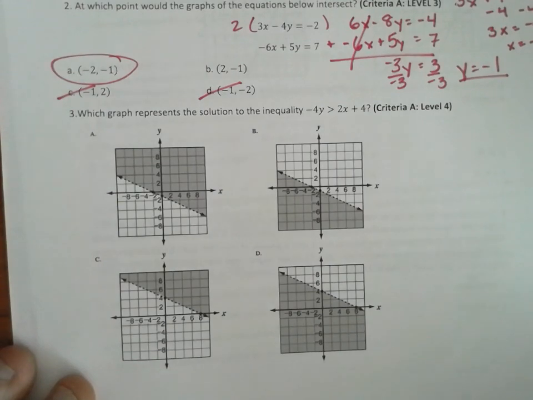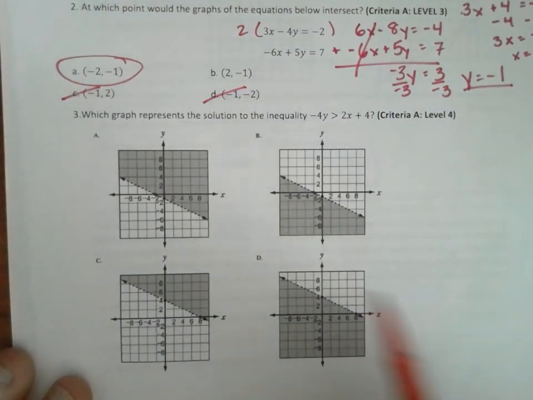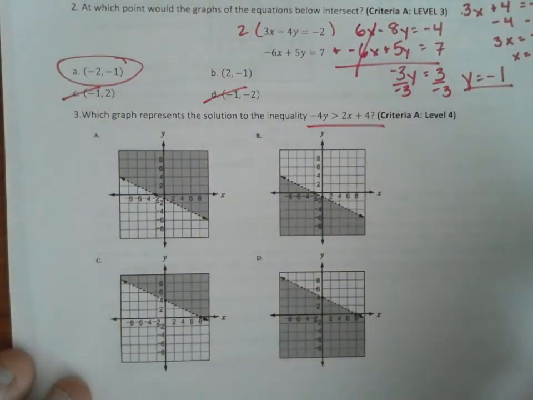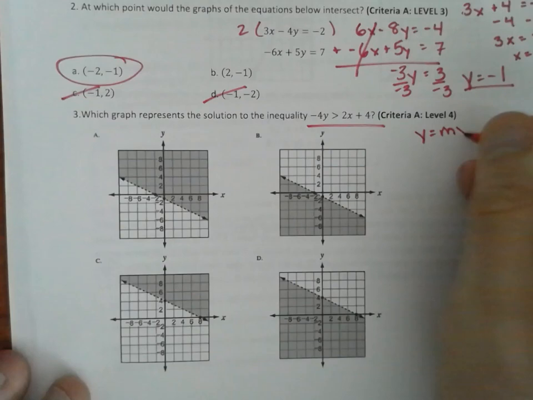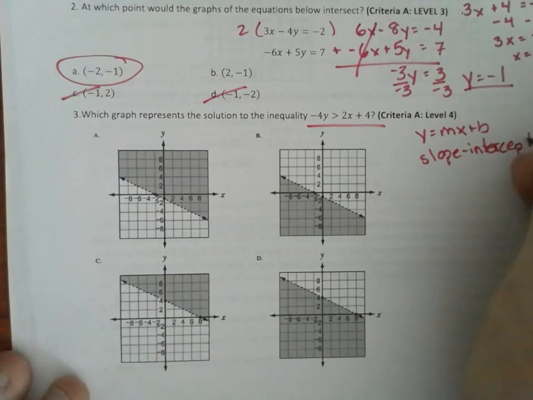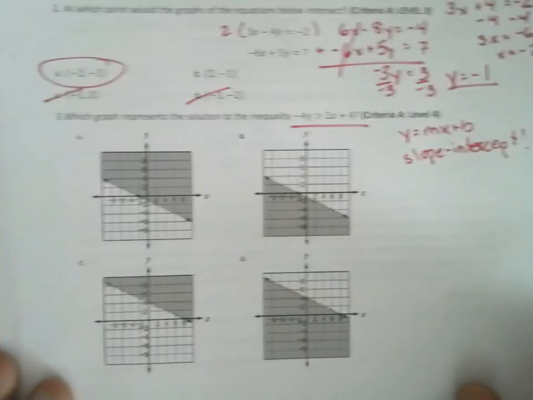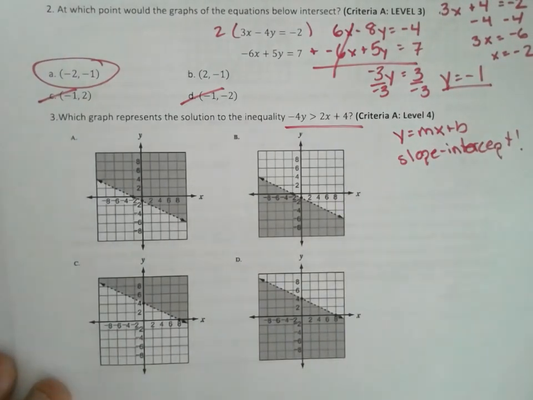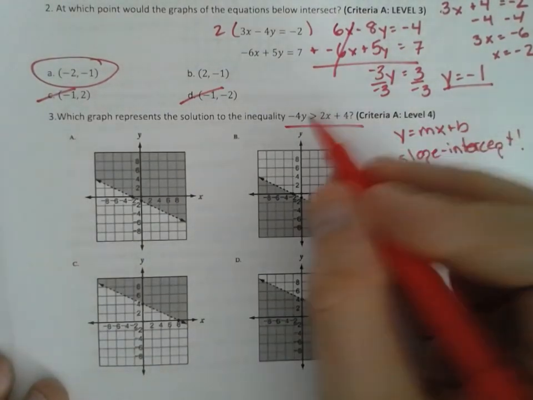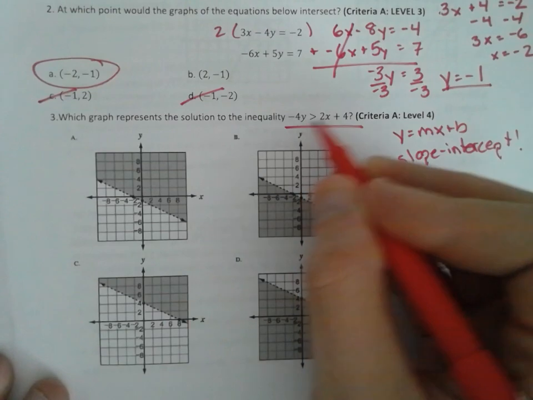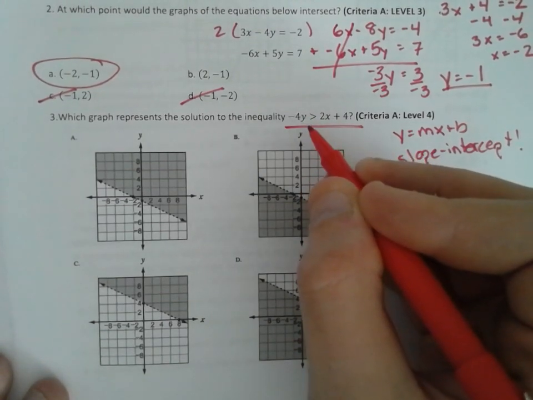Number 3 is which graph represents the solution to the following inequality. First off, I have no idea because this is not in the correct format. I need it to be in y equals mx plus b form. I need slope intercept. So to get it in y equals mx plus b form, I got to solve for y. Divide by negative 4. When I divide by negative 4, though, watch out for the inequality. You have to flip it.